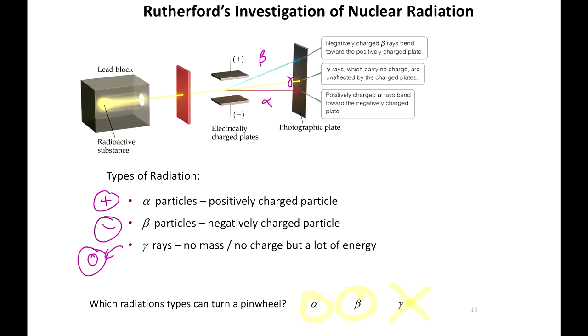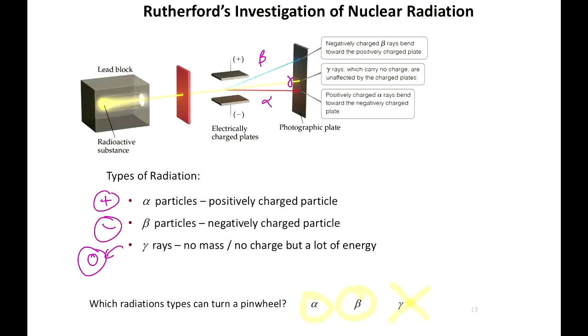Okay, let's try again. So the statement is: gamma rays are undeflected by an electric field, so therefore they have no mass. True or false? Oh man, it's false. Okay, let's break this down.